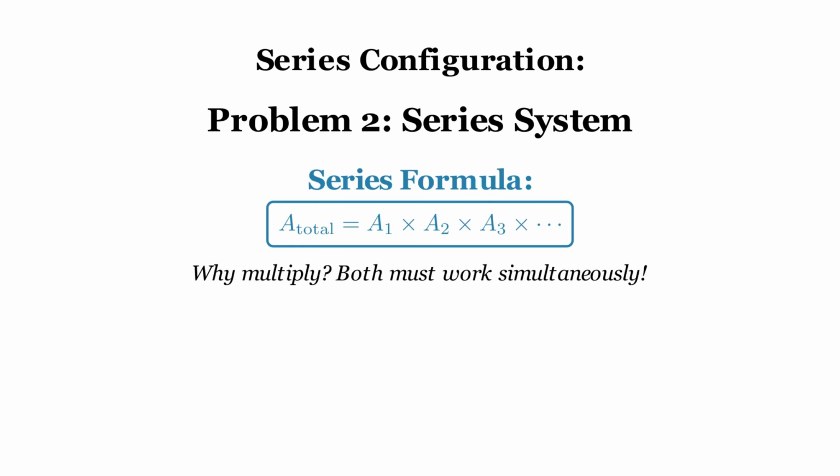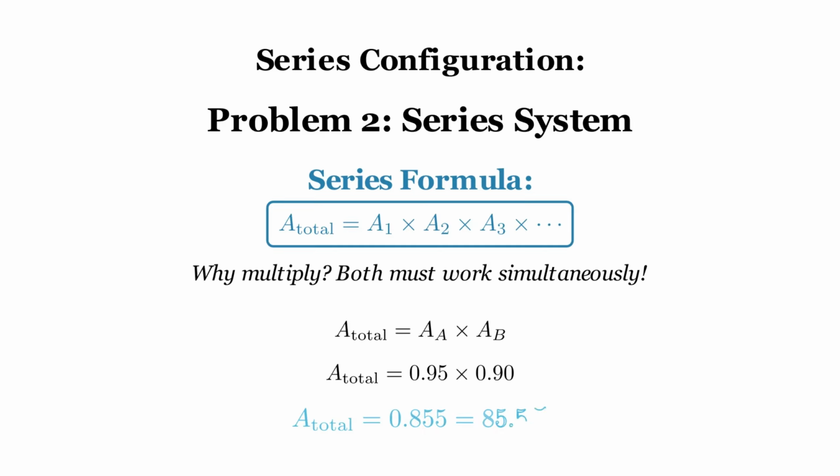Why do we multiply? Because we need both to work simultaneously. The probability of both working is the product of their individual probabilities. Let's calculate. A total equals A sub A times A sub B. A total equals 0.95 times 0.90. 0.95 times 0.90 equals 0.855 or 85.5%.